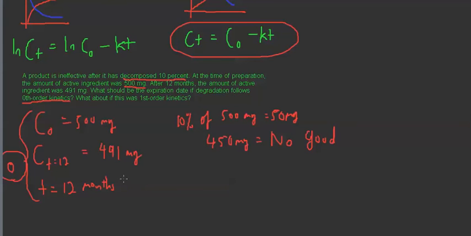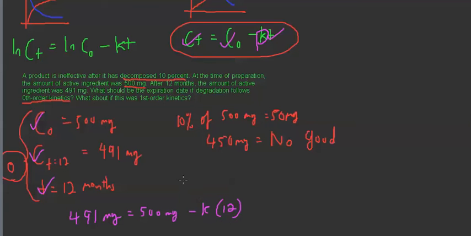Okay, so what are we missing really? We have C0, check, right? We have Ct, check, at 12 months. We have t, which is 12 months. So what are we missing? We're missing k. How do we find k? Well, we plug everything else in, and k should be the only value left. Okay, so let's check it out. We have 490 milligrams as Ct. We have C0 is 500 milligrams minus k times t, which is 12 months.